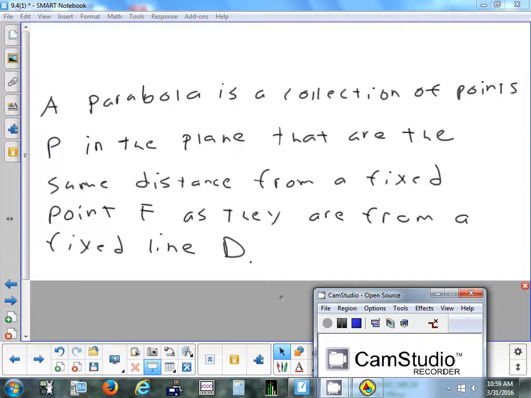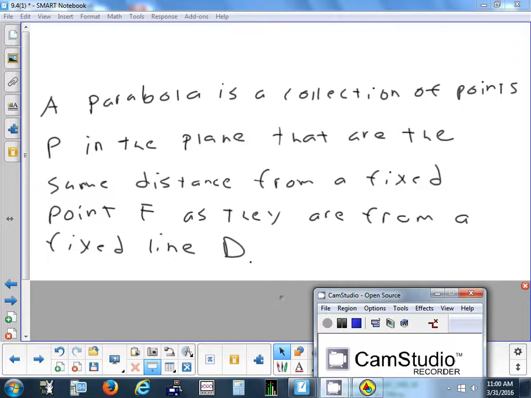We call that center point the center of a circle. Well, a parabola is a little more complicated. Okay, it's still a collection of points in the plane that are a fixed distance from a certain point, but they're also the same distance from a certain line. Okay, so in other words, if you pick any point on the parabola and measure the distance from that point to a special point we're going to call F, and then measure the distance from that same point to a special line we're going to call D, the distances come out the same.